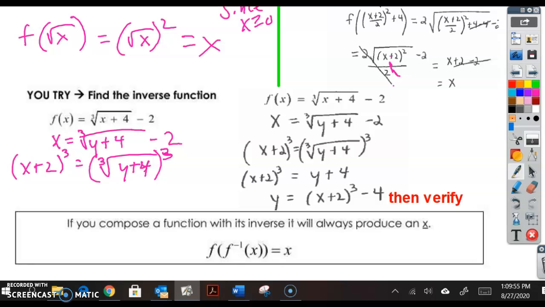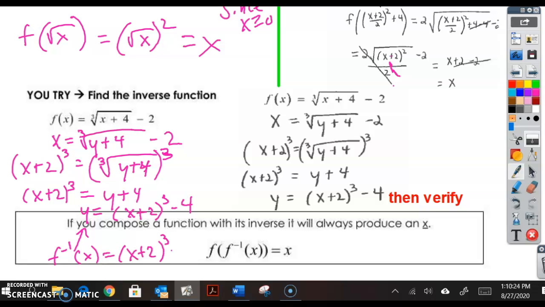Okay, so when I cube this side on the right, I'm just going to end up with y + 4. So that's (x + 2) cubed equals y + 4. Subtract the 4 and I get y equals (x + 2) cubed minus 4. And you would substitute for y the inverse. The inverse of x equals (x + 2) cubed minus 4.